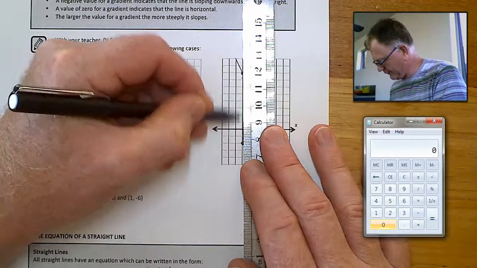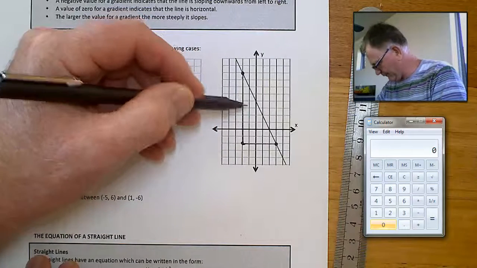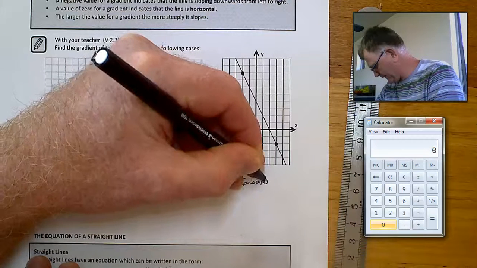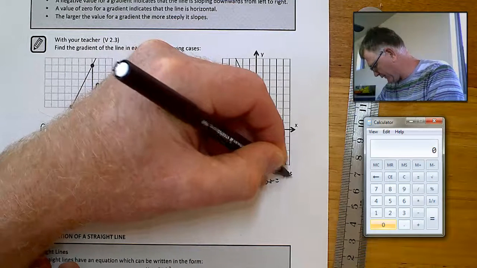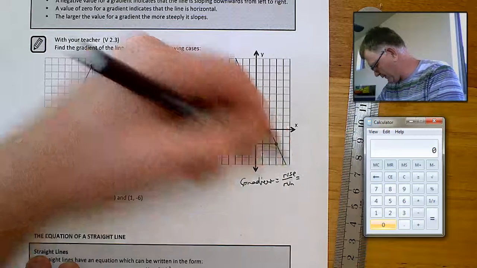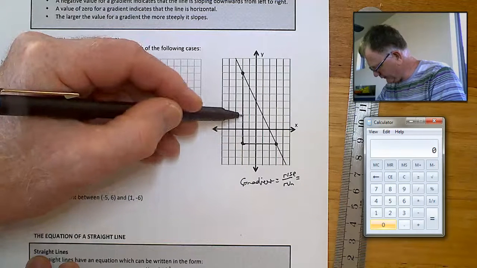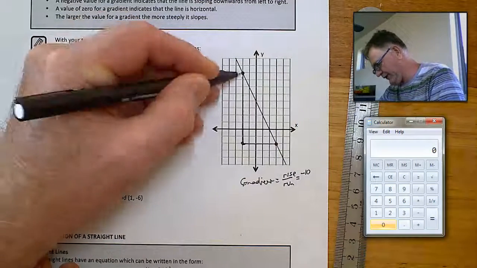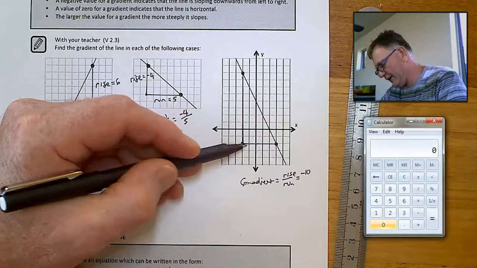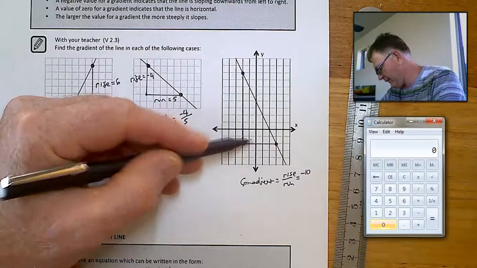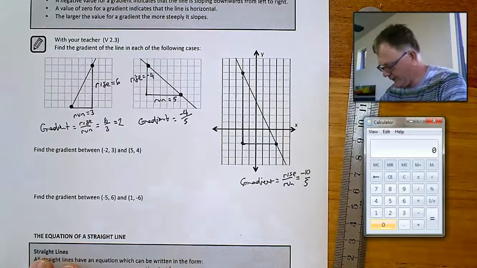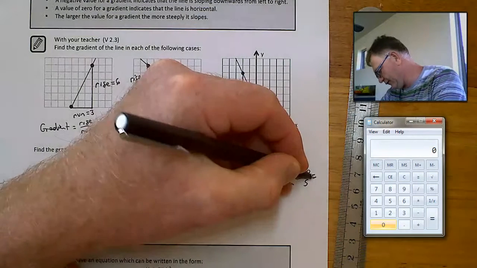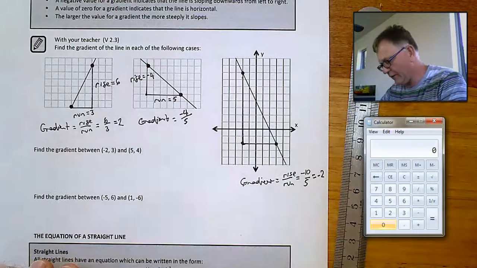So the rise is going to be a negative. Gradient equals the rise over the run. The rise is 2, 4, 6, 8, 10 squares, but I'm going to put -10 because we're going down as we go from left to right, and the run is 5. Now I can see that -10 divided by 5 equals -2, and I'll write my answer like that.